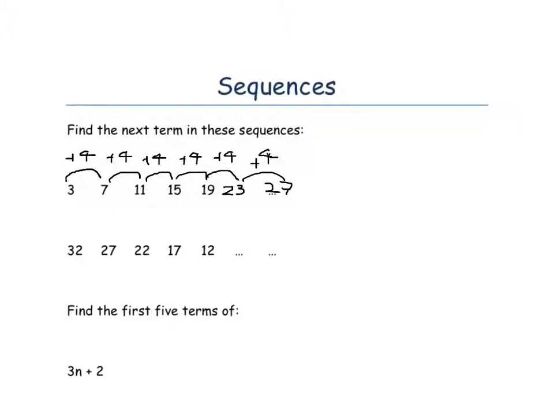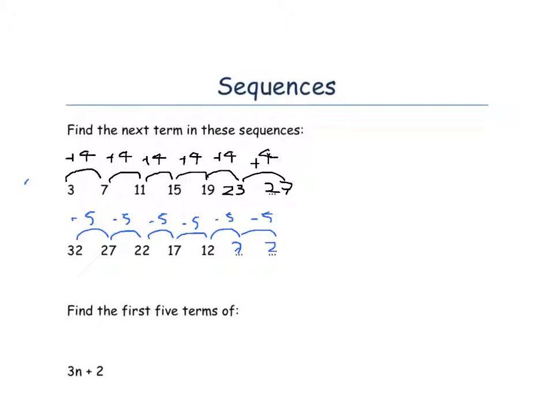Likewise, if we look at the second sequence, you'll notice this time it's going down. So what do you take away to get from 32 to 27? Well, that's 5. From 27 to 22, that's 5. From 22 to 17, that's another 5. And from 17 to 12, that's another 5. So we carry on. We can get 7, then 2.